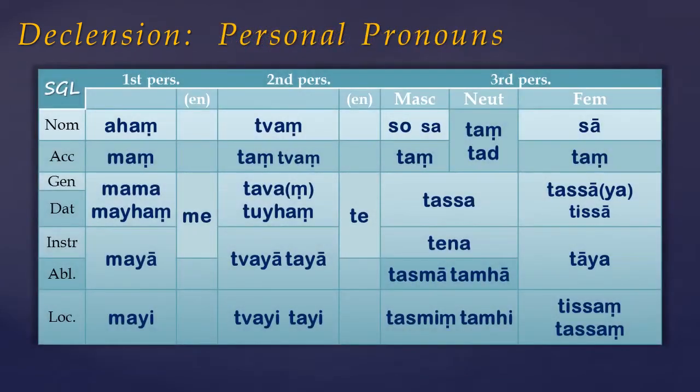If we now turn to pronouns, we can give a declension table for the personal pronoun, and this is in the singular. Again, there are less frequent forms that are not shown here. Now, there are two forms on this table which I haven't shown before, and they are me and te in the first and second person, and these are called enclitic forms.